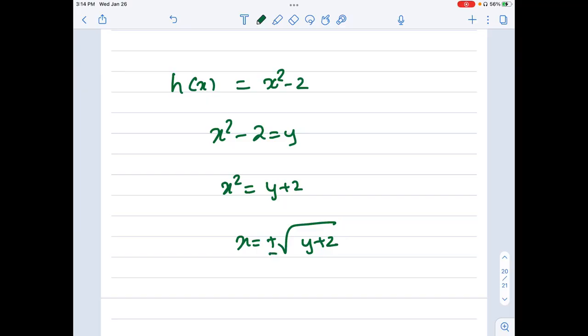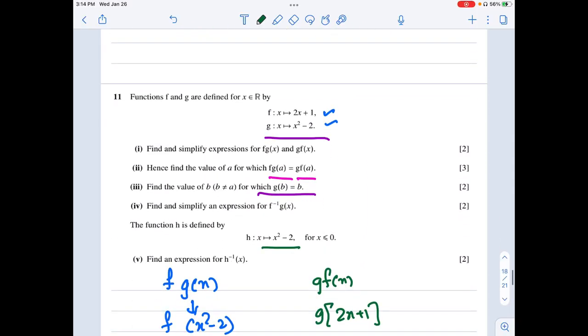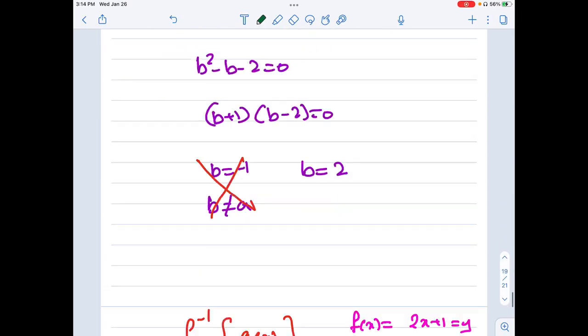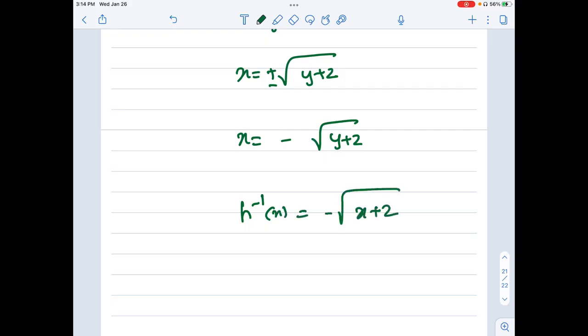But what is it telling? We have to consider either plus or minus. We can see that x is always negative numbers. So therefore x is minus square root of y plus 2. So h inverse of x is going to be minus square root of x plus 2. In the last step, replace y with x. That's the easiest way to find the h inverse of x or inverse of any function.